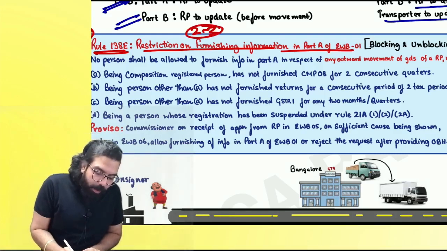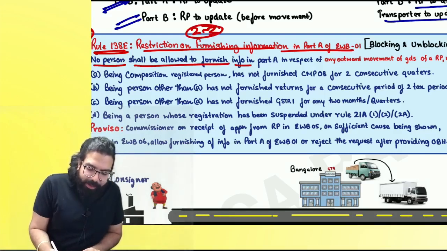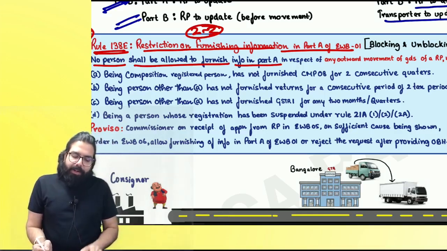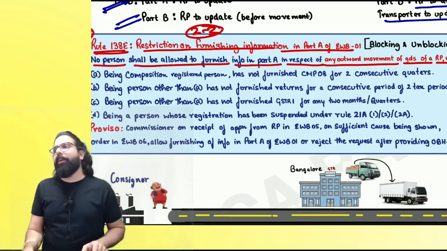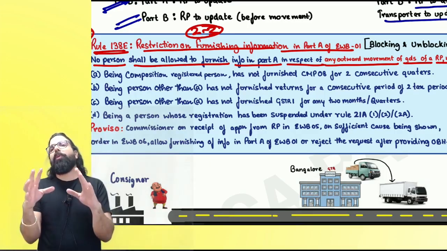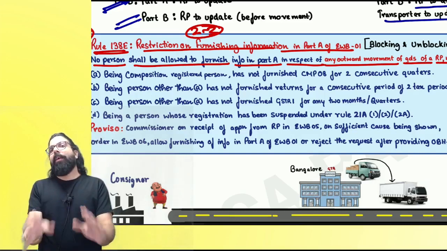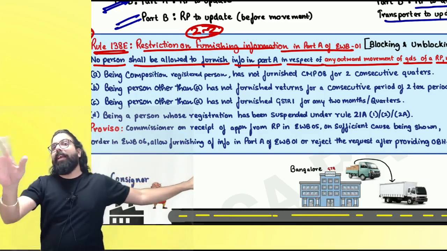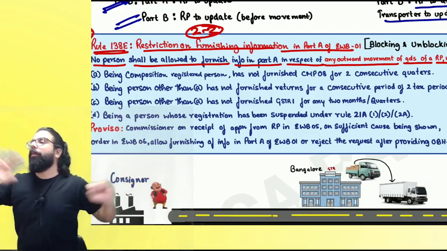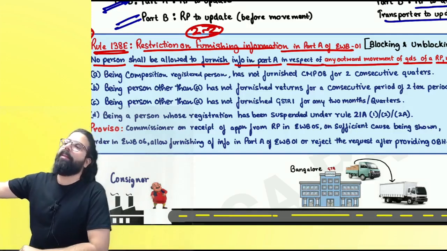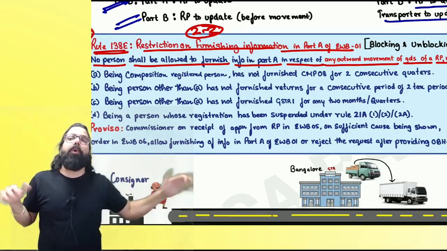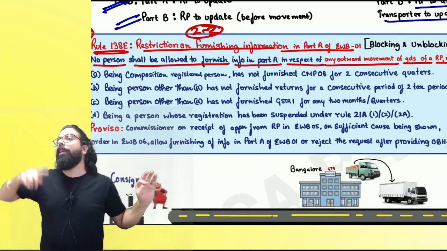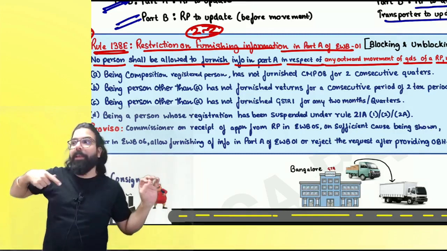Okay, everyone. No person shall be allowed to furnish information in part A in respect of outward movement of goods of a registered person. It means I will not be able to put the details in part A with respect to my sale. In case of purchase, okay, see, if somebody is generating an e-way bill and selling to me, it means I am the buyer. If purchase and sale both are blocked, then the government is punishing the sellers who are selling to me.